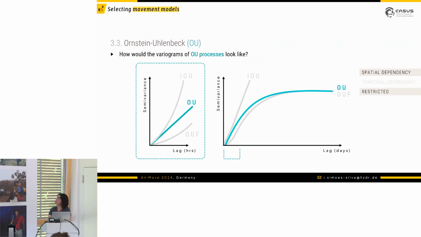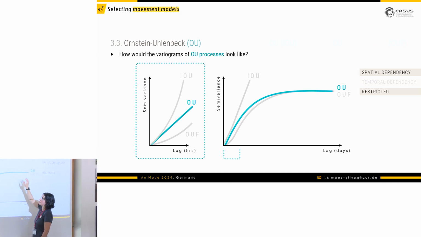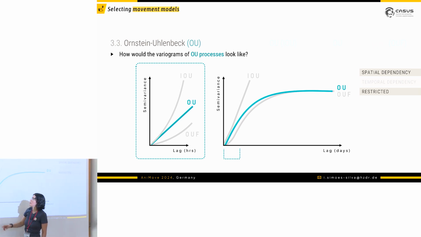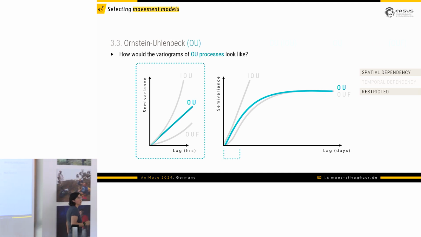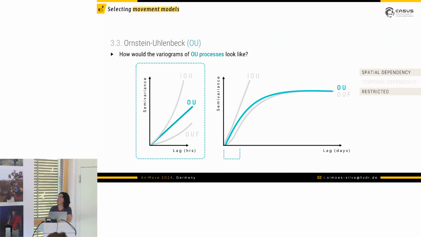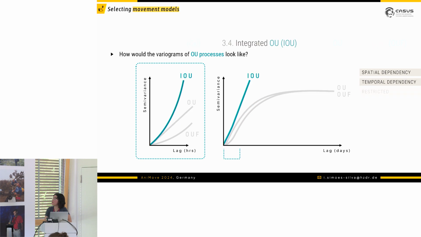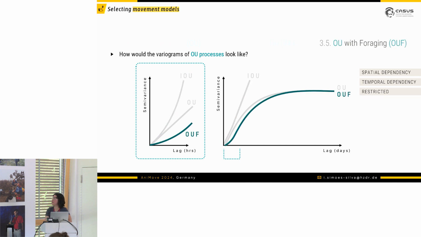So for the OU, the difference here is that you'd see, because both the OU and the OUF kind of taper off and show the range residency assumption. The OU has essentially no velocity autocorrelation, so that first part of the variogram doesn't show a curve upwards. While the IOU would show that curve, but then it would not taper off. It would be unbounded. And the OUF has both.